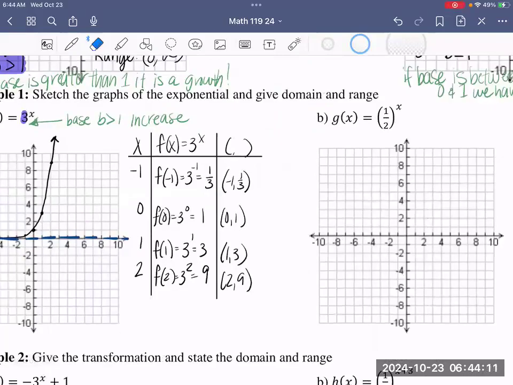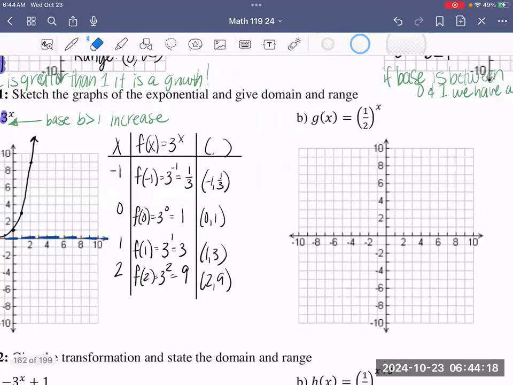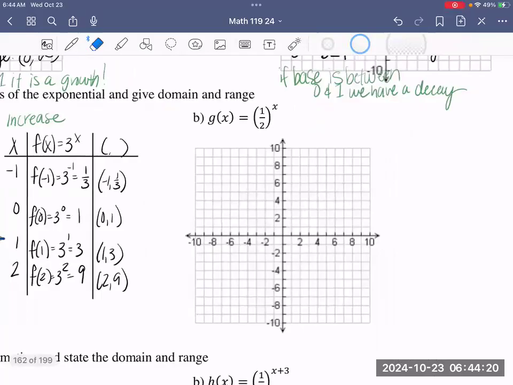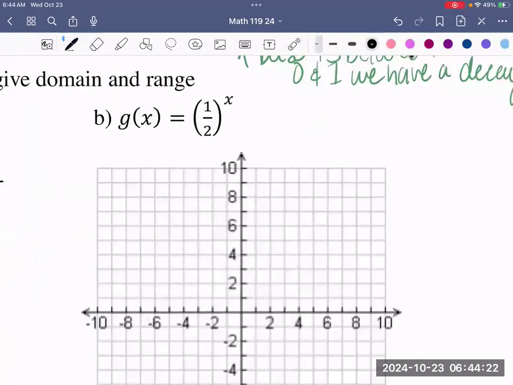Again, if you can, try to tell me if it's a growth or a decay, and pick out about 4 points. All right, so now you see that this function here is 1/2 raised to the x. So this being a fraction that is between 0 and 1, we do have a decay.